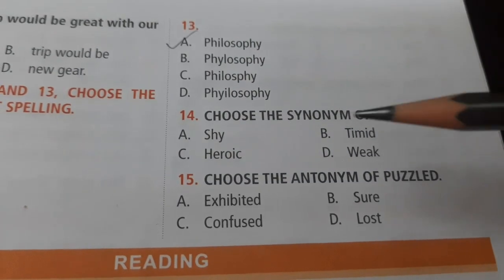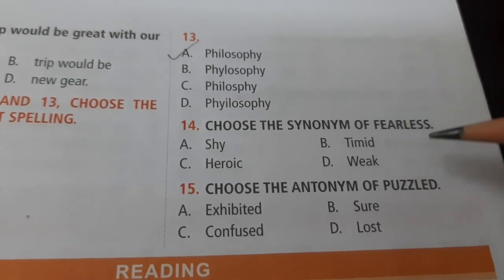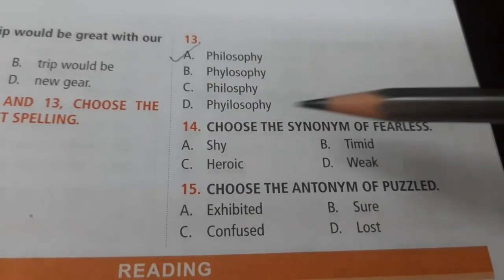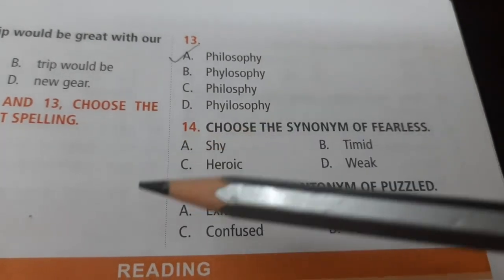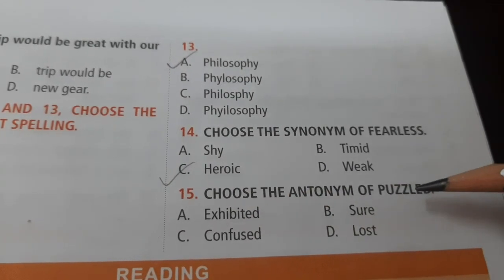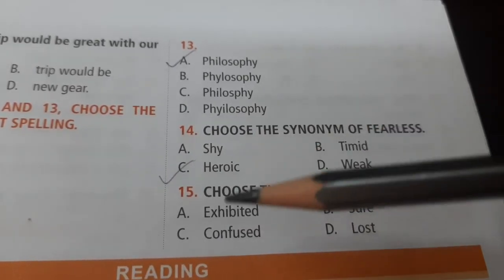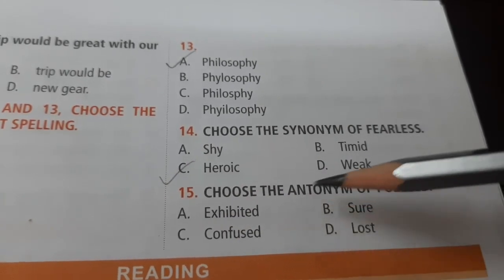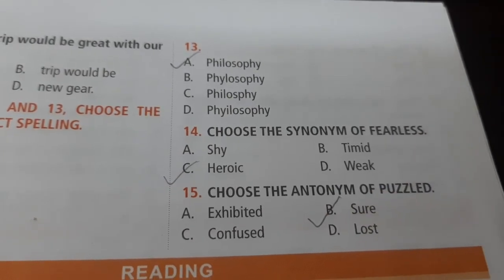Question number 14. Choose the synonym of fearless. Fearless का synonym, same meaning वाला. So fearless का synonym is heroic, because shy, timid, weak, ये सब shy है, and which is actually antonym of fearless. So fearless का synonym is option C, heroic. Choose the antonym of puzzled. Puzzled मतलब being confused, right? So antonym is the opposite. Exhibited, confused, and lost is all puzzled. So a person who is sure is not puzzled. So option B, sure, is the answer to this question.